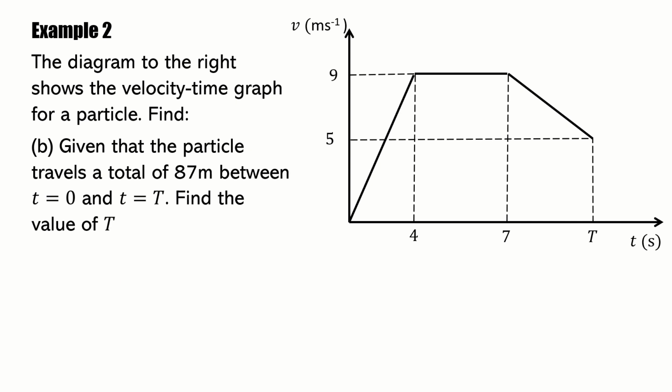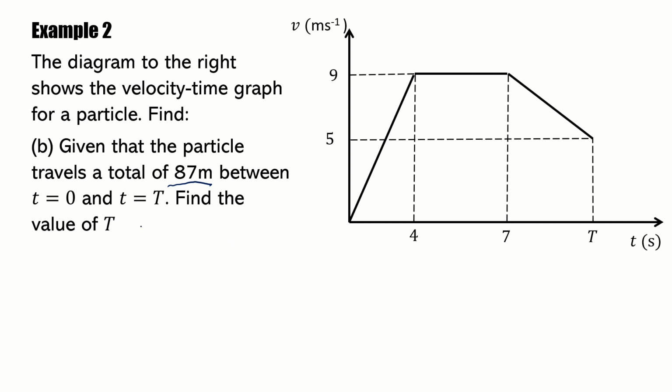And on to part B, where we're effectively just going to be using the other fact I mentioned before, the one about the fact that distance can be found using the area between the velocity time graph line and the t-axis. So that's what we're going to be doing. However, if you read the question, interestingly, it's going to require a bit more problem solving than that, because we've been given that the particle travels a total of 87 meters. So we actually already know what the distance is.